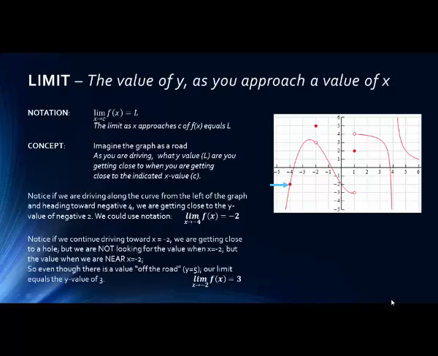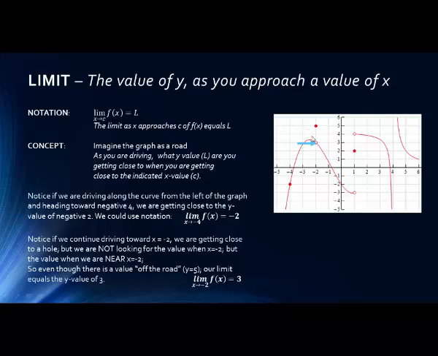Notice if we continue driving towards x equals -2, we're going to stay on this red curve and drive until x equals -2. All of a sudden we're getting close to a hole. Okay, there's the hole in the road. But we're not looking for the actual value at x equals -2. We're looking for the value when x is near -2. So even though the actual functional value is off the road or off the chart, our limit is still the value of 3. So the limit as x goes to -2 of f of x equals 3.